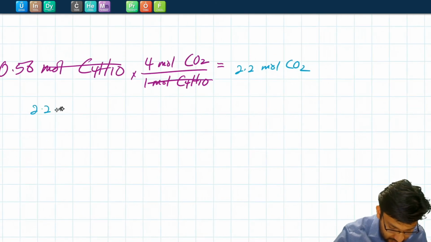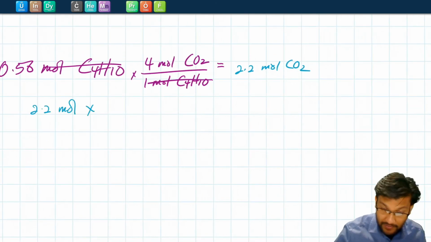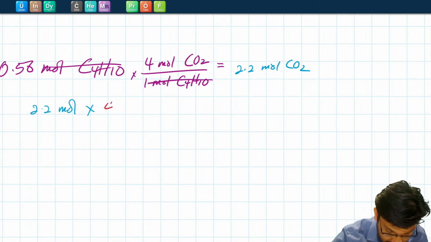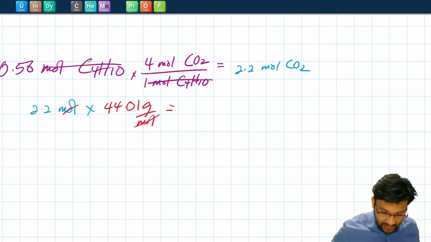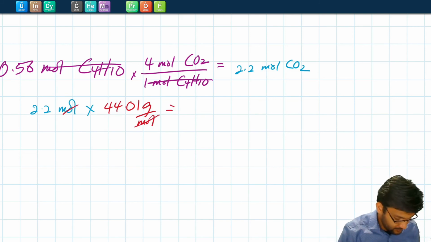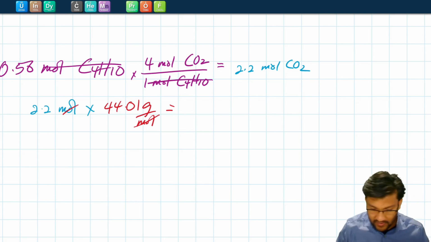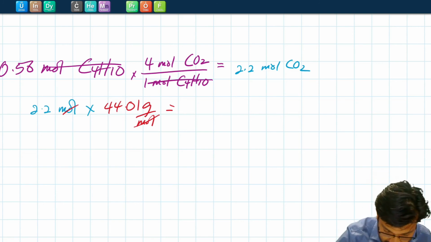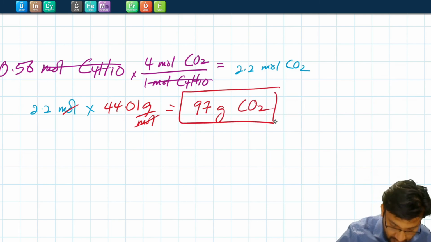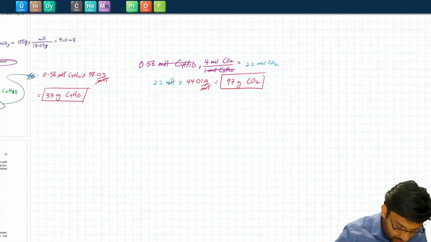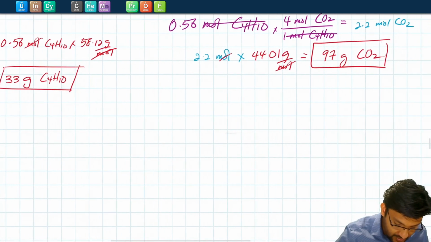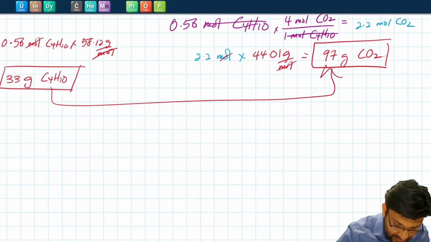The question then asks for the mass of CO2. So if we have 2.2 moles of CO2, we can multiply by the molar mass, which is 44.01 grams per mole. Plug that into our calculator, and we will get 96.8, which to 2 sig figs is 97 grams of CO2. So that's the answer to our question. We use up 33 grams of butane, and we produce 97 grams of CO2.